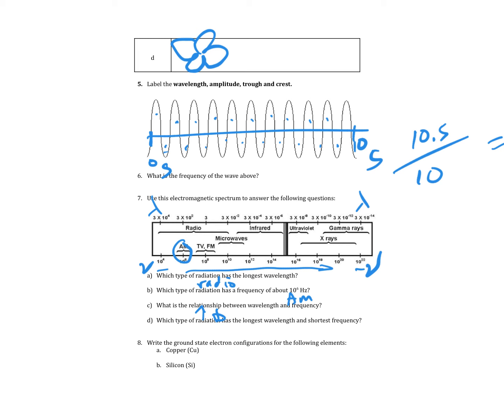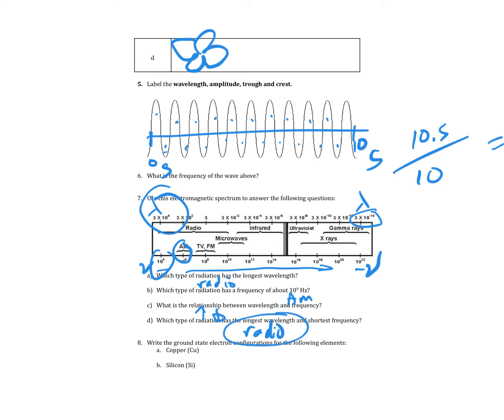Which type of radiation has the longest and shortest frequency? I would say the highest and lowest frequency to be exact. The highest frequency is gamma. Sorry, I misread that. My fault. Which one has the longest wavelength? Radio again, because radio has the longest wavelength over here of 10 to the 4th. Gamma has 10 to the negative 14, so it's shorter. And which one has the shortest frequency? The shortest frequency is, guess what? Also radio, because longest wavelength equals shortest frequency. So either way, it's radio.